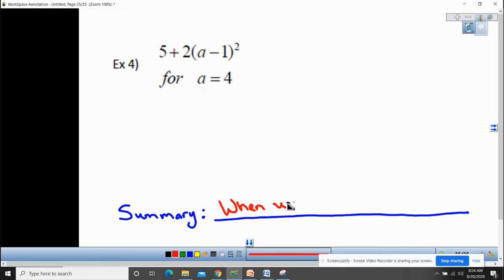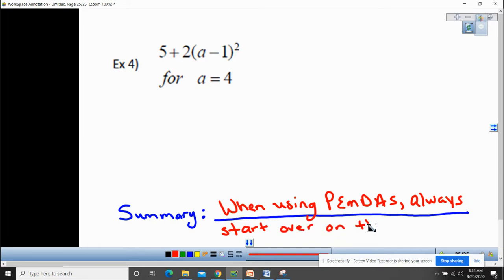when using PEMDAS, what did I say most all this whole lecture, comma, when using PEMDAS, always start, oh, I forgot my S. Start over on the left side. Because in math, in some problems, it really does matter to get the right answer to always start on the left.